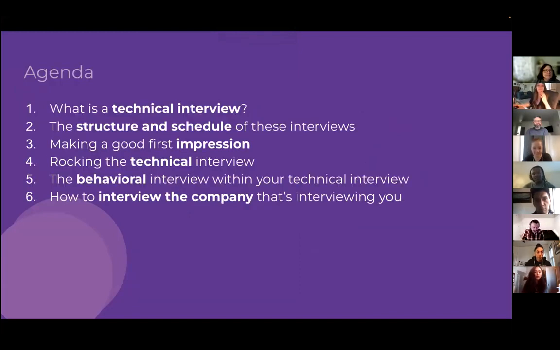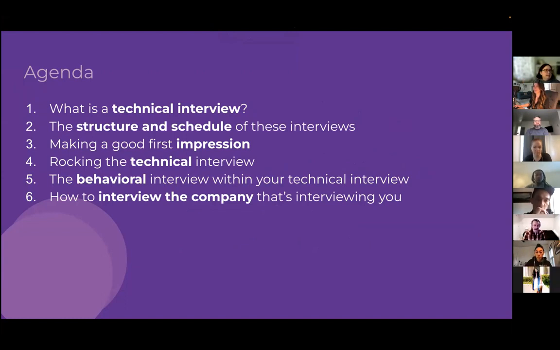First, let's go over the agenda for the talk today. So first, we'll be establishing what exactly I mean by a technical interview and defining what that looks like. Then we're going to dig into the structure and typical schedule that you'll see for these interviews and give you a little bit of information about what to expect there.